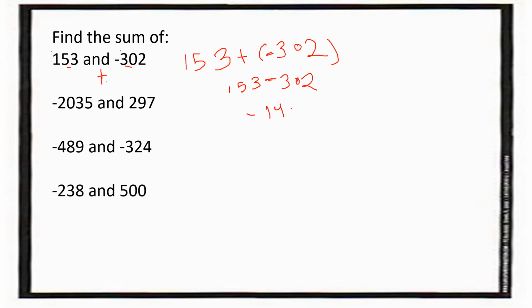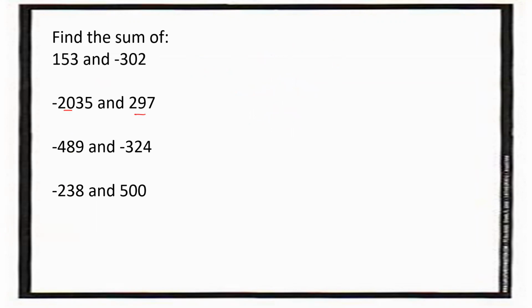And if you think of the greater number, take that example. 302 is bigger. The greater integer is 153, but the greater number is 302. So we will put the sign of the greater number, that is minus 149.